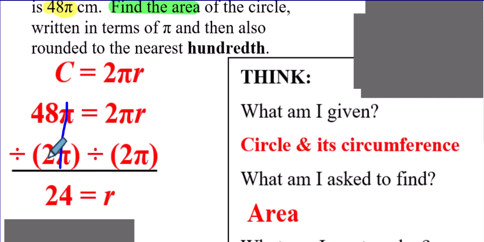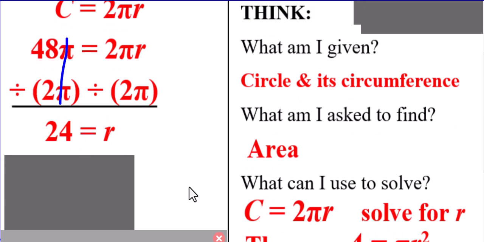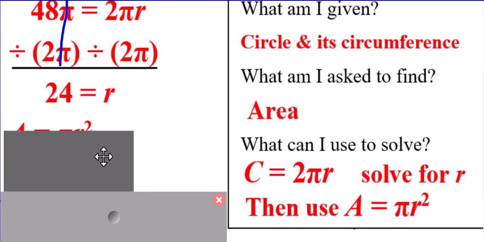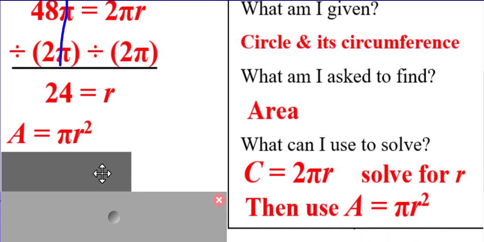And this is why you actually could have done this part without a calculator. 48 divided by 2 is 24. So cool. Now that only happens when you are starting with something pi divided by something pi. If the 48 pi did not have the pi, then this trick would obviously not work. Okay, now that we got the radius, now we can finally use the area formula.